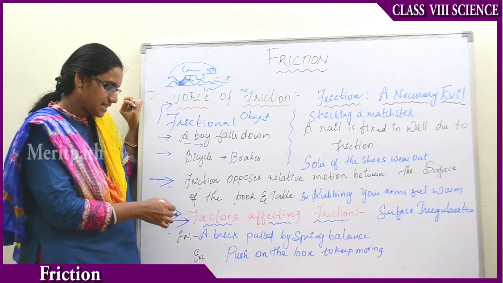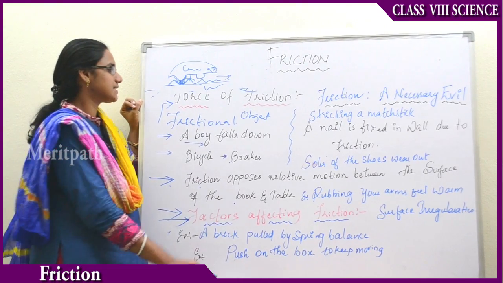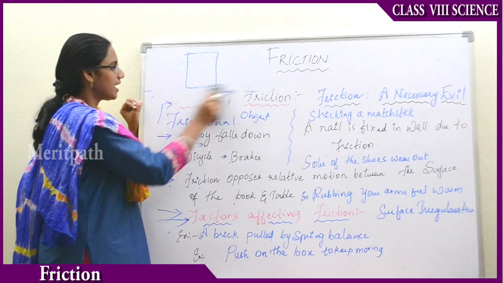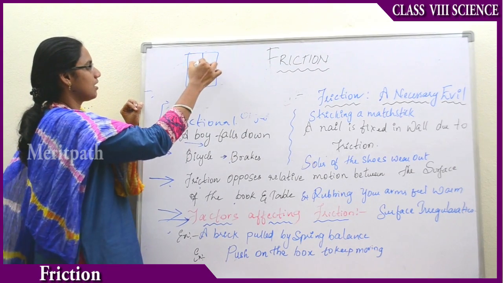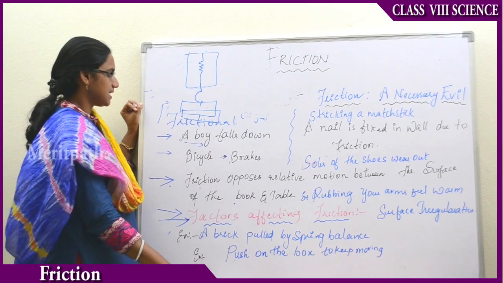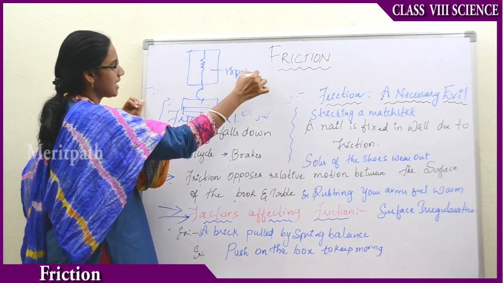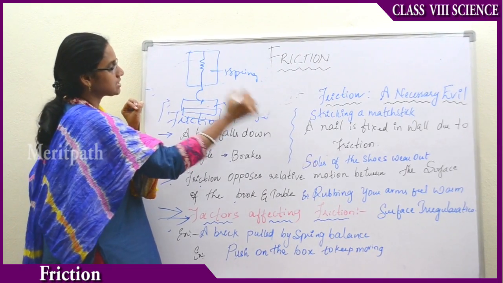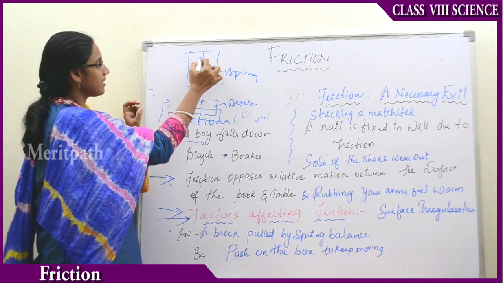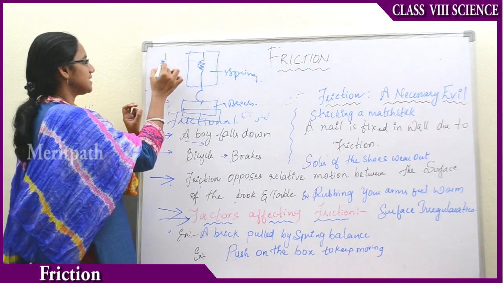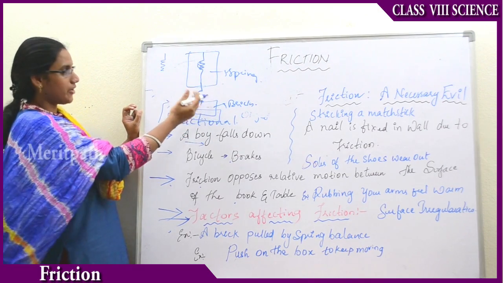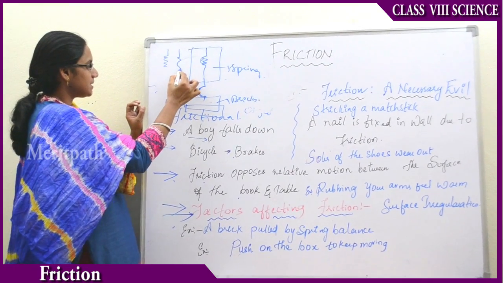Now let us see some examples, such as a brick pulled by a spring balance. If you take a spring balance, for example, this is a spring balance, right? And you are tying some bricks to this spring balance. Assume these are bricks. If you tie some bricks to this spring balance, you will see that some force is exerted. First the spring will be at the zero position like this, simply. Now after adding weight, such as the bricks, the spring length will be extended.